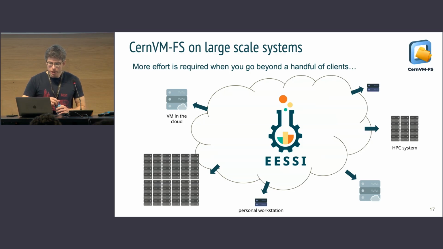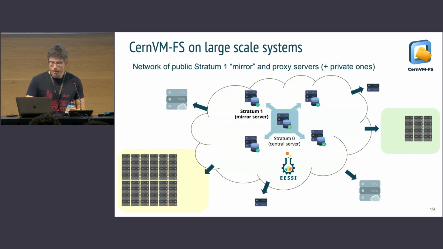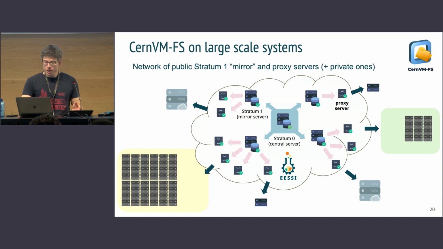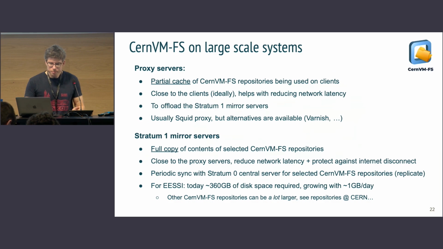Because if you have a handful of clients, one server is enough. But in principle, the recommended deployment is really to go from the Stratum 0 server to dedicated Stratum 1 servers that mirror the entire repository. And then if you have a bigger setup, to set up proxies. And yeah, it's actually quite easy. You typically only need a forward proxy, and that is quite easy to set up. And these are basically a partial cache of CVMFS repositories.